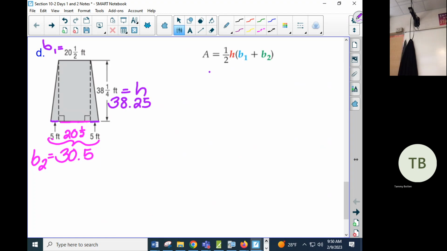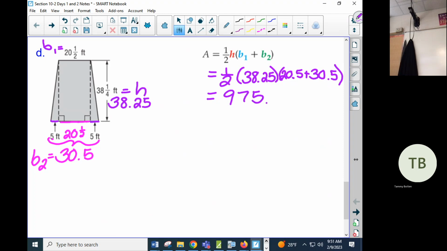Okay, so let's go over here. Our height is 38.25. One of our bases is 20.5. And one of our bases is 30.5. Okay, so now what I would do is either add these two together and then type it in, or like we've said, you could put parentheses and do it that way. Did you guys get 975.38? All right. And that is in square feet.